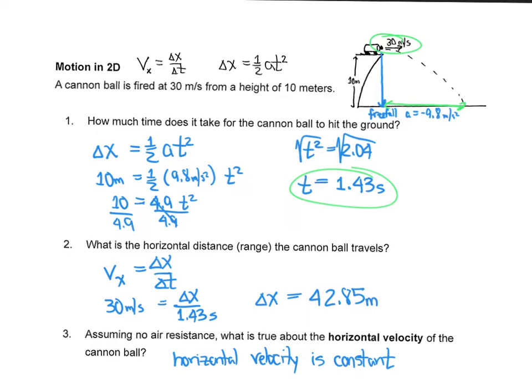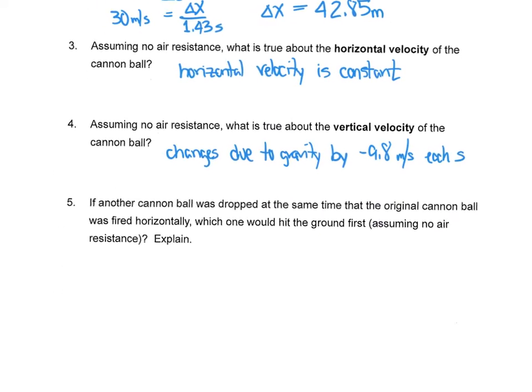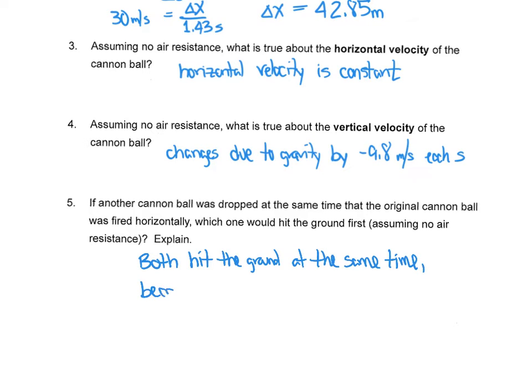Okay, so we can write that down here too. Let me scroll down again. If another cannonball, same time, both hit the ground at the same time, because both are in free fall. The vertical motion is the same, and that's what determines the time.